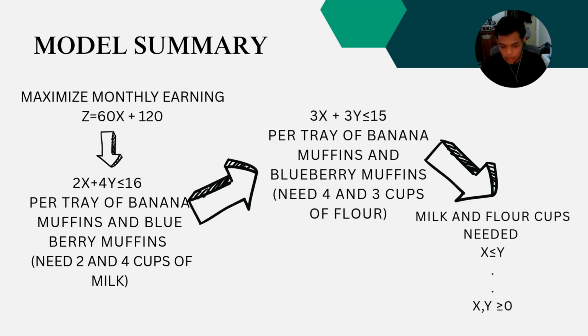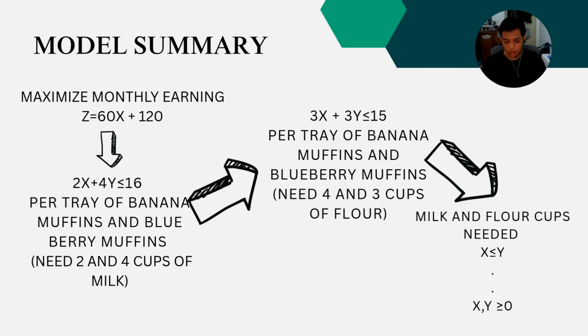Next we have the flour constraint, which is 3x plus 3y less than or equal to 15. Banana muffin needs 3 cups of flour and blueberry muffin also needs 3 cups per tray, with only 15 cups of flour available in total. Another condition we include is x less than or equal to y. This might be a business decision to ensure we always bake more or equal trays of blueberry muffins compared to banana muffins. And, of course, in any real world situation, x and y must be greater than or equal to 0.